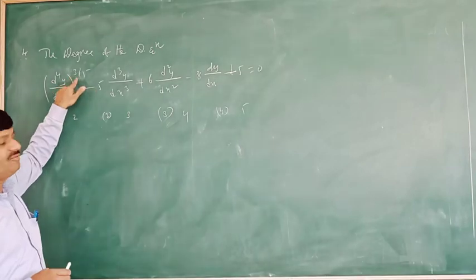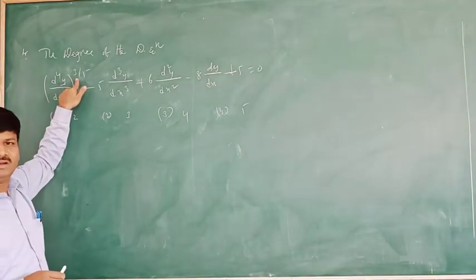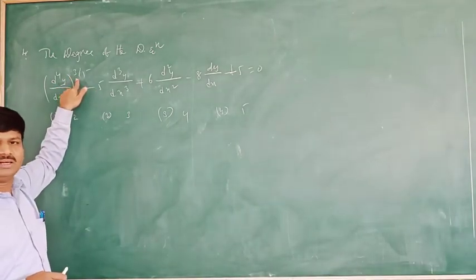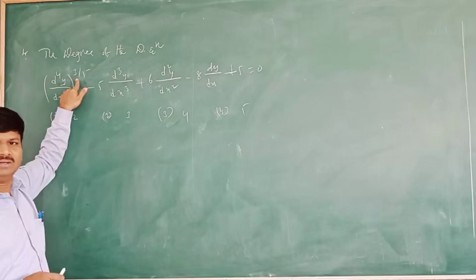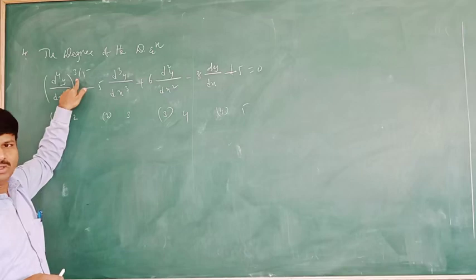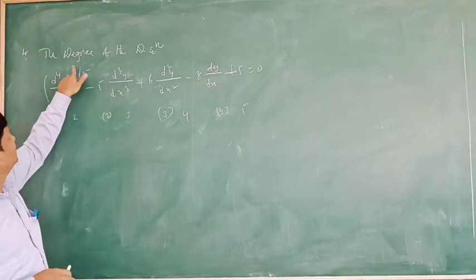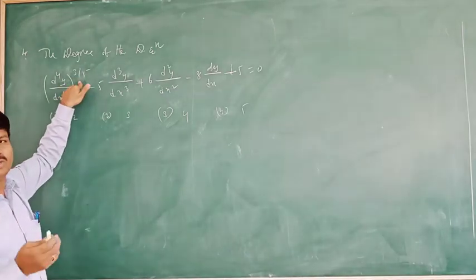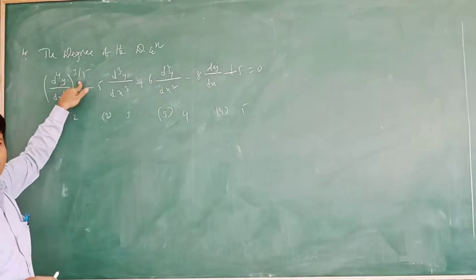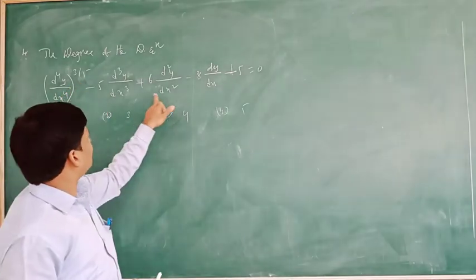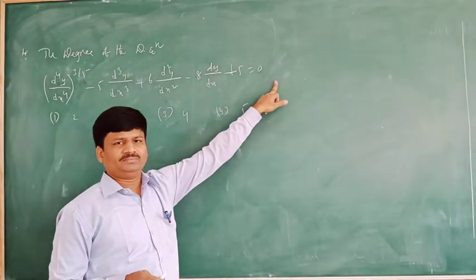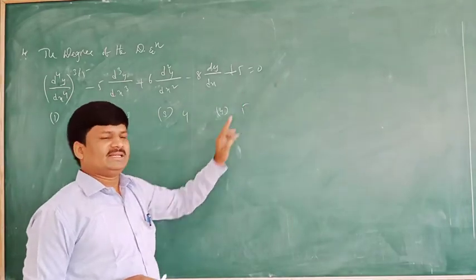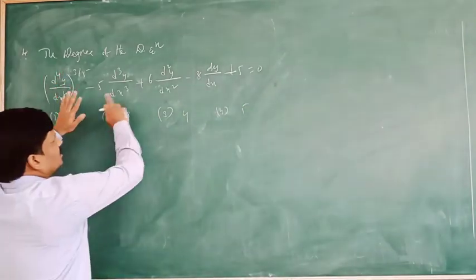But here 3 by 5, a fraction, is there. Fraction is there means you cannot take this fraction. Yes or no? That is why we have to simplify this fraction and convert it into a positive integer. To convert it to a positive integer, I will transfer this total term to the right side. So this value equals this total term.